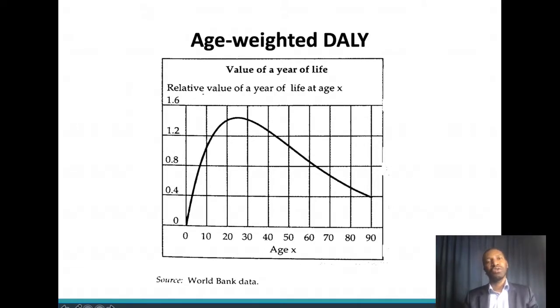Here is a picture of the age-weighted DALY. This picture captures the value of a year of life. On the x-axis, we have different ages, and on the y-axis, we have the relative value of a year of life at any given age. For example, at age 10, we might have a value of a year of life which is between 0.8 and 1.2. And this increases up to around age 25 and then starts declining progressively.